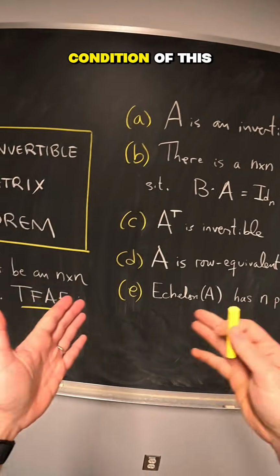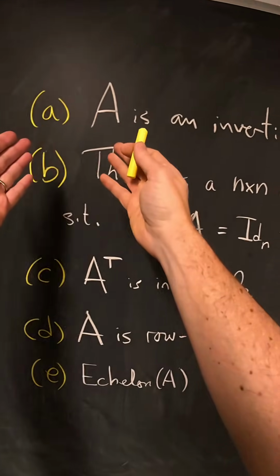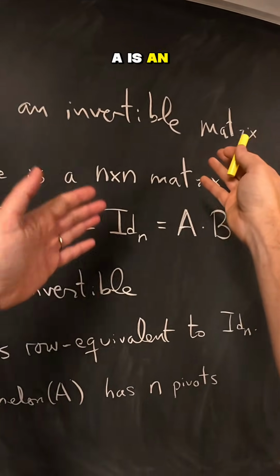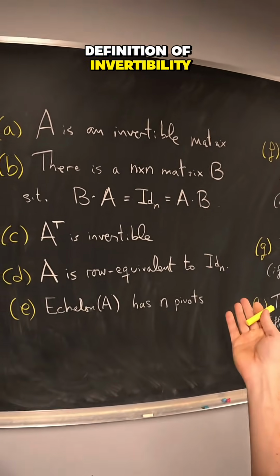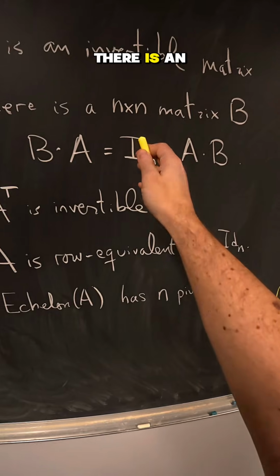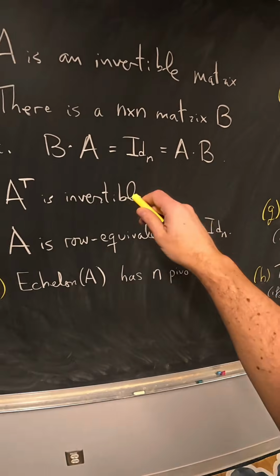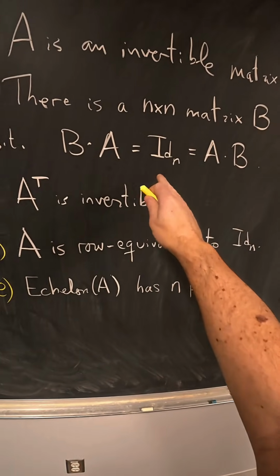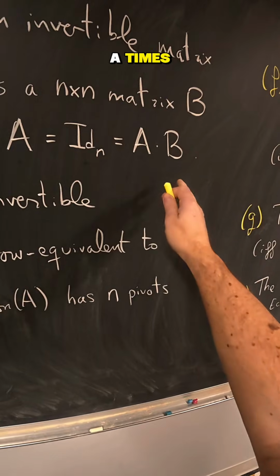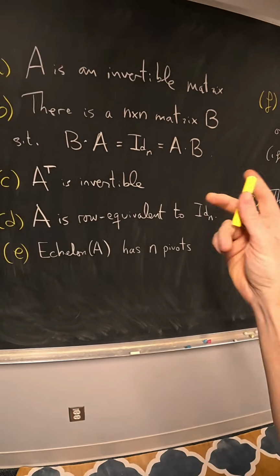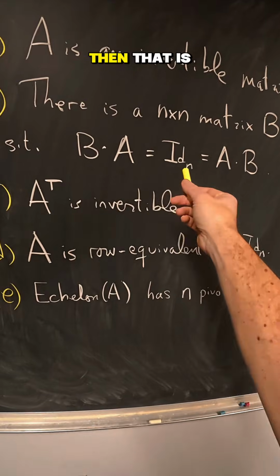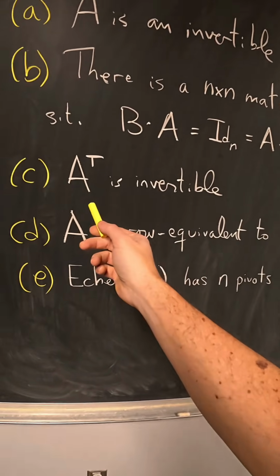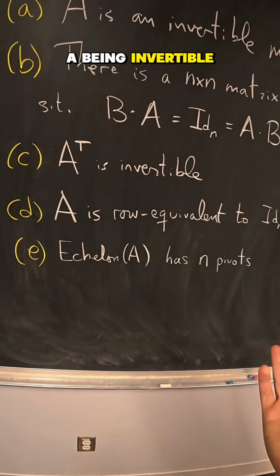The very first condition of this theorem is that the matrix A is an invertible matrix. That is, of course, equivalent to the definition of invertibility, which means that there is an n by n matrix B such that B times A is equal to the identity and A times B is equal to the identity. Now, because of how transposes work, that is equivalent to the transpose of A being invertible.